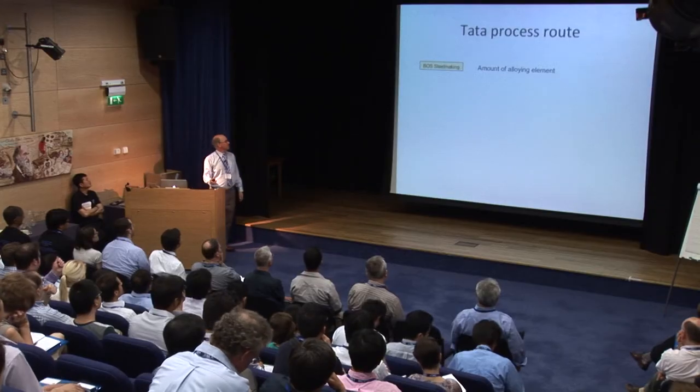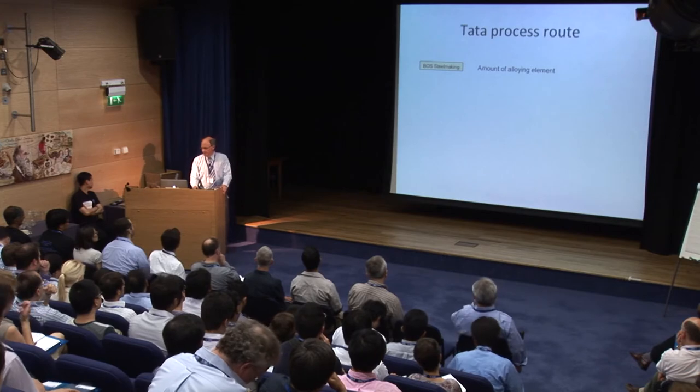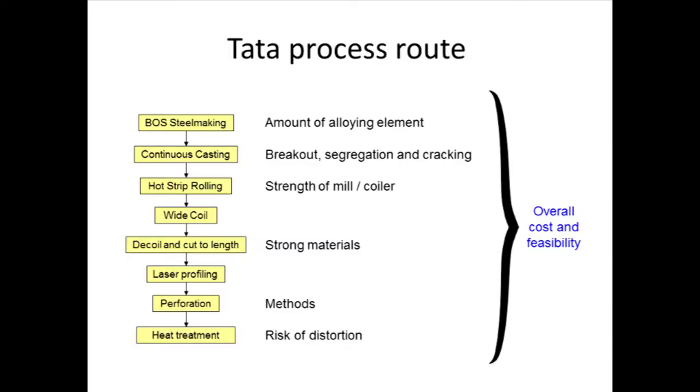The route we were envisaging was an oxygen steel making route. This is where ASCO would have had a considerable advantage over Port Talbot in their ability to put a large amount of alloying element in the steel making. The alloying additions are only made after steel making, and the additions of large amounts of alloying element have a big effect on temperature control in the steel.